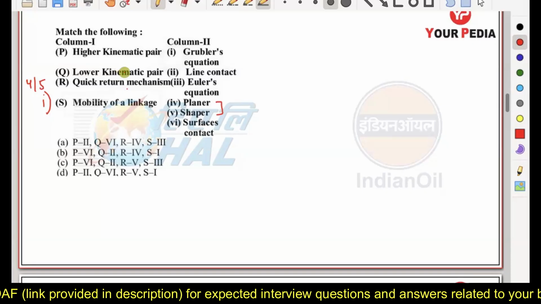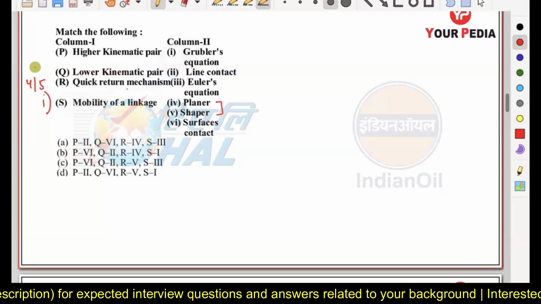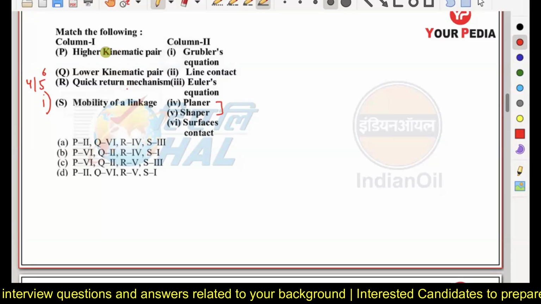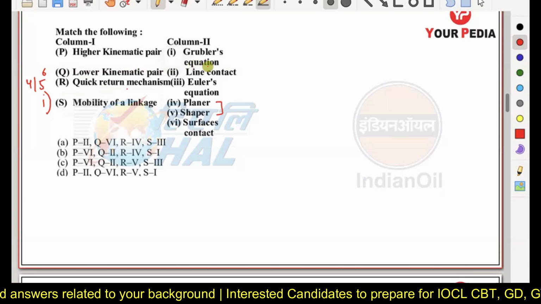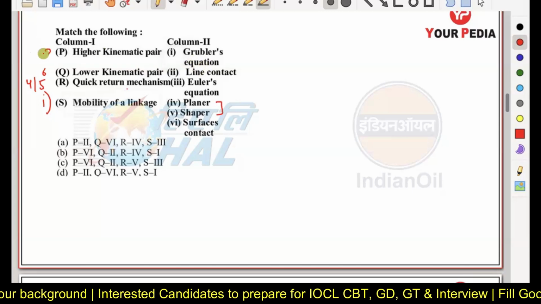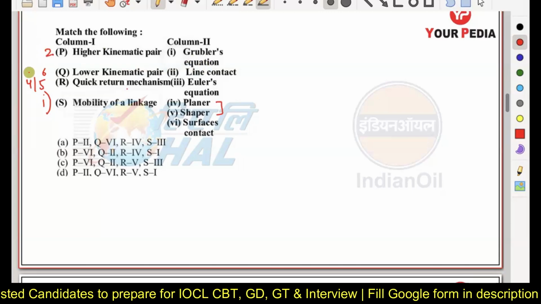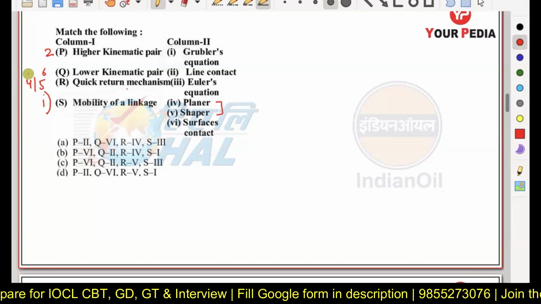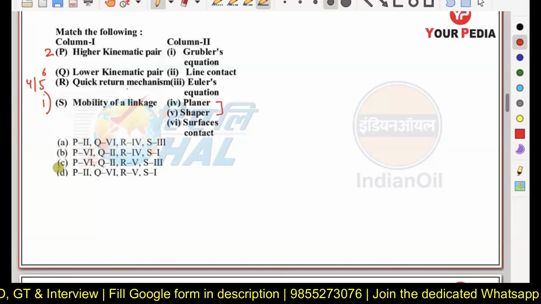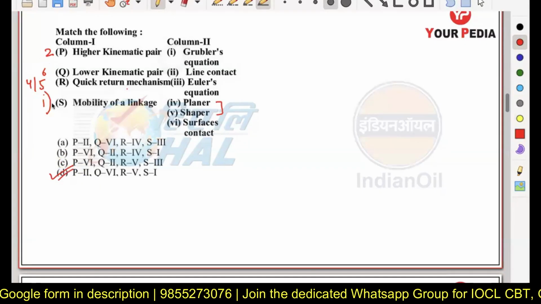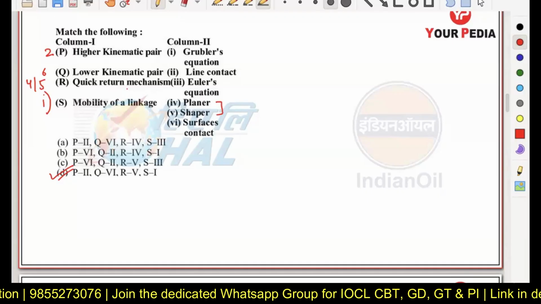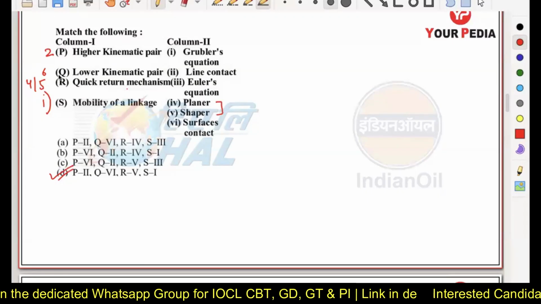Lower kinematic pairs have a surface contact. Okay, so it is matching with the 6 here. Higher kinematic pair is going to have a line contact or a point contact. It is matching with 2 here. Okay, so I can say only 2, 6, 4, 5, 1 option number D is the correct answer here. Okay, option number D is the correct answer in this case.